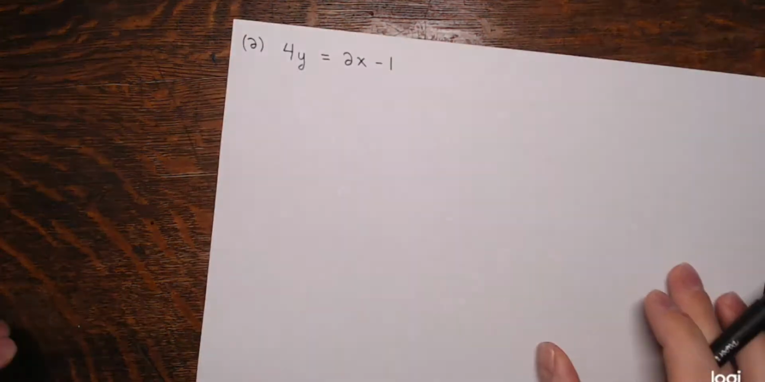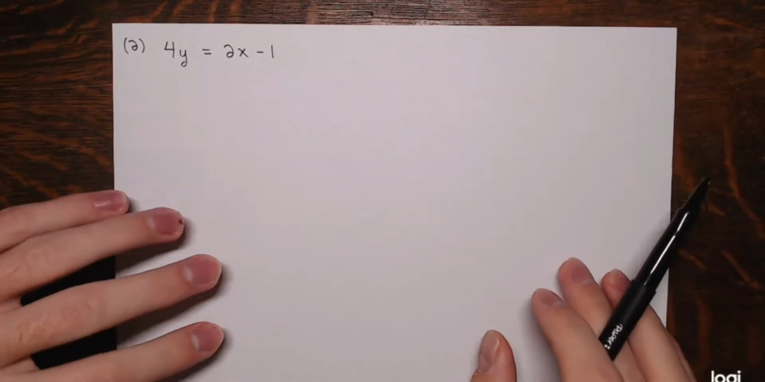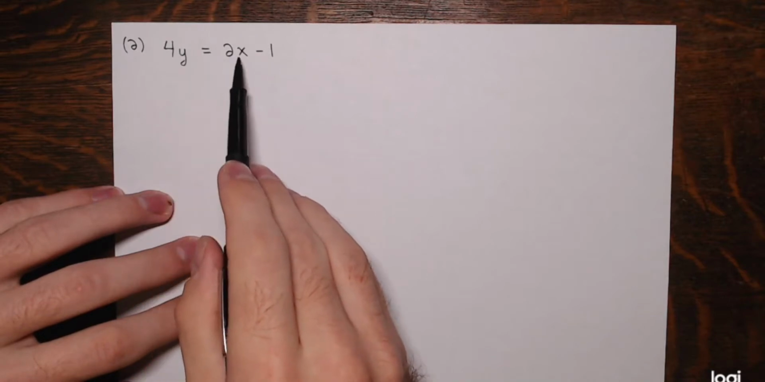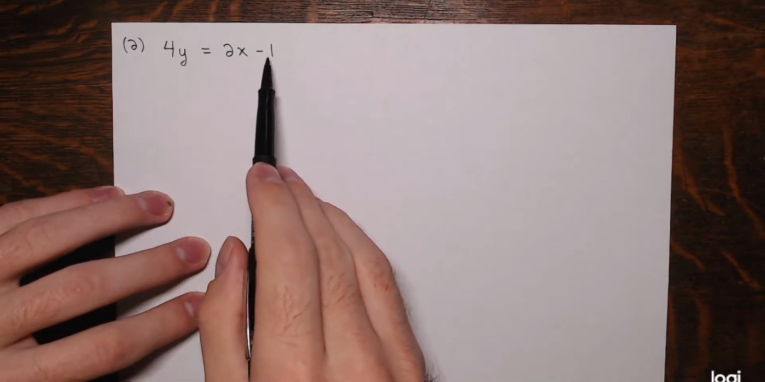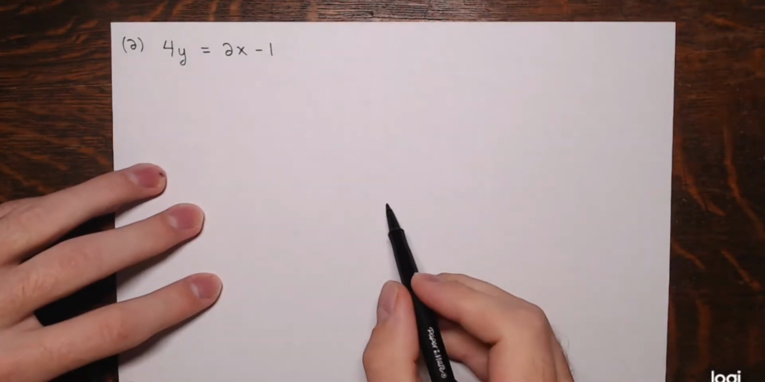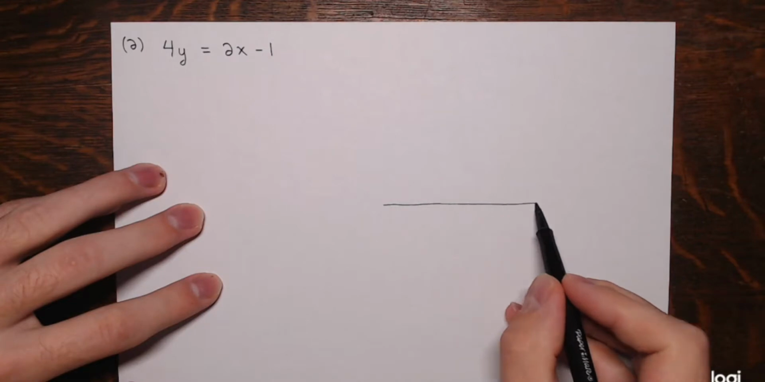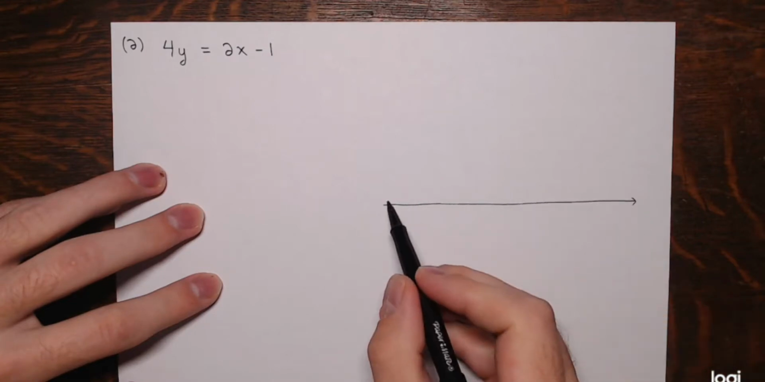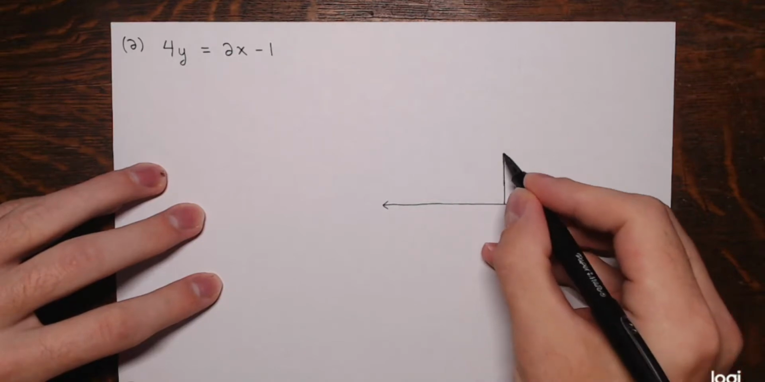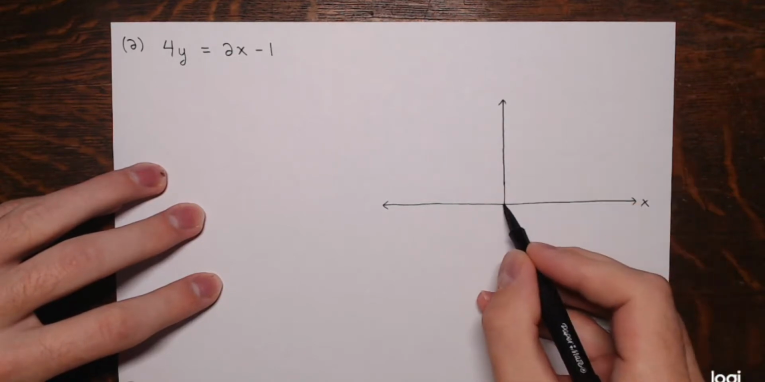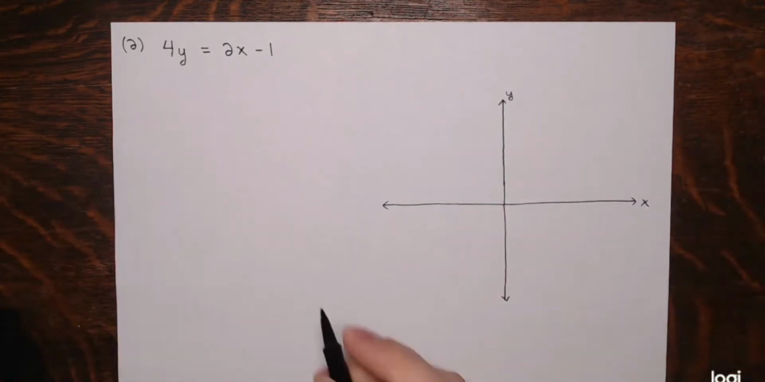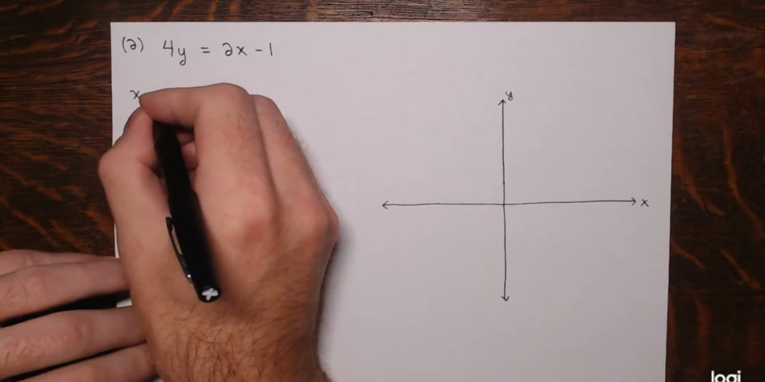Right, so next example, another linear equation. 4 times y to the first equals 2 times x to the first minus 1. So once again, I'll make a little rough hand drawing of the xy plane off to the right here. So there's the x-axis and then the y-axis. Great. All right, so let's start off with the x-intercept.